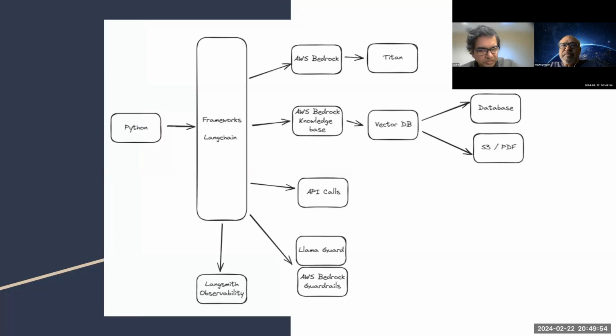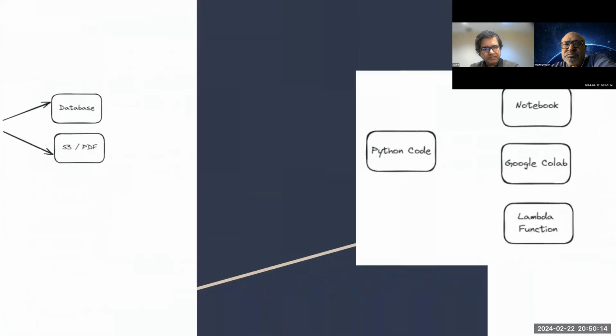Like AWS has Bedrock Guardrails. We talked about Llama Guard in the last one. We also talked about LangSmith. So I'm trying to put together all the pieces that we have talked about in the last few sessions and see what it really means. So maybe this is an architecture that might work. Okay. So we have all the pieces of the puzzle in place.